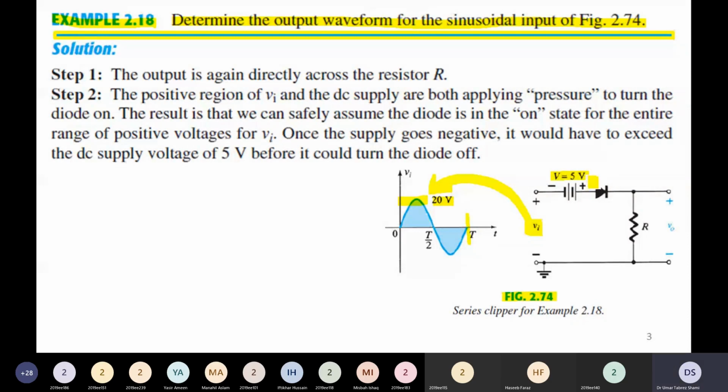This 5 volt is an additional DC voltage connected in series with the diode, such that the positive terminal of the 5 volt battery is connected to the anode terminal of the diode, and the cathode terminal of the diode is connected to the resistor R. The voltage across resistor R is made available as the output. So we want to study what the output voltage waveform is.